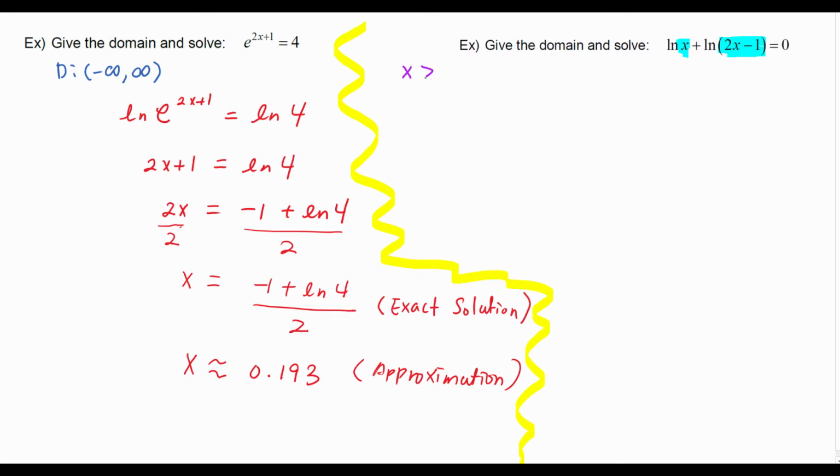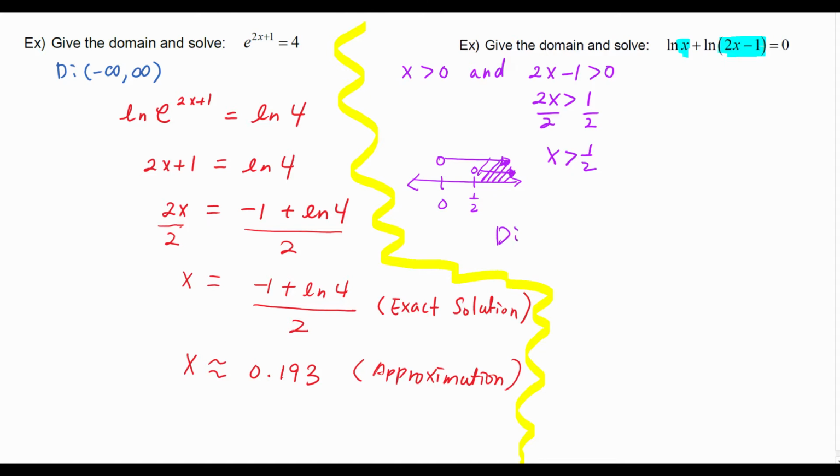So I need x to be greater than 0, and at the same time, I need 2x minus 1 also greater than 0. And if I solve this, 2x has to be greater than 1, divide both sides by 2, x has to be greater than 1/2. So I need x greater than 0, and I also need x greater than 1/2 at the same time. It needs to satisfy both. So the inequality that satisfies both will be x greater than 1/2. So the domain for this problem would be x greater than 1/2, which is 1/2 to infinity.